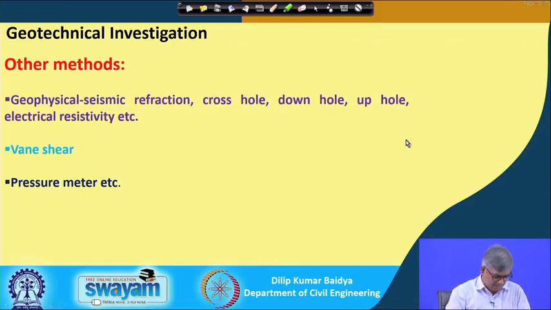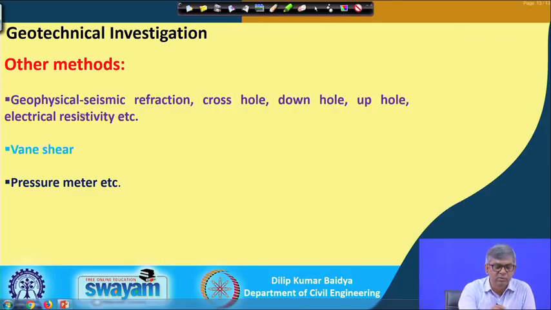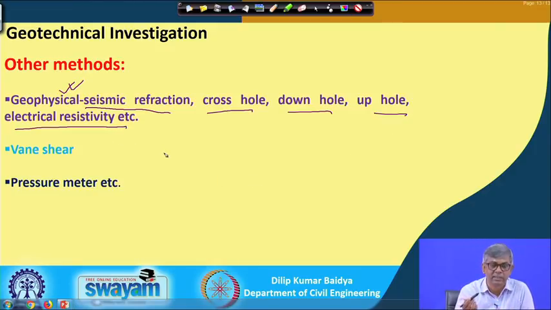Next, other methods, other than SPT that I have mentioned. One is geophysical methods, and under that there will be seismic refraction, cross hole, down hole, up hole, then electrical resistivity, seismic reflection can also be there. So, there are so many. Then there can be the vane shear test for some soils, then there may be the pressure meter test, there are several other field tests also. So, we will discuss by and large these two. Pressure meter we will not be able to discuss here, but these two at least we will try to discuss.